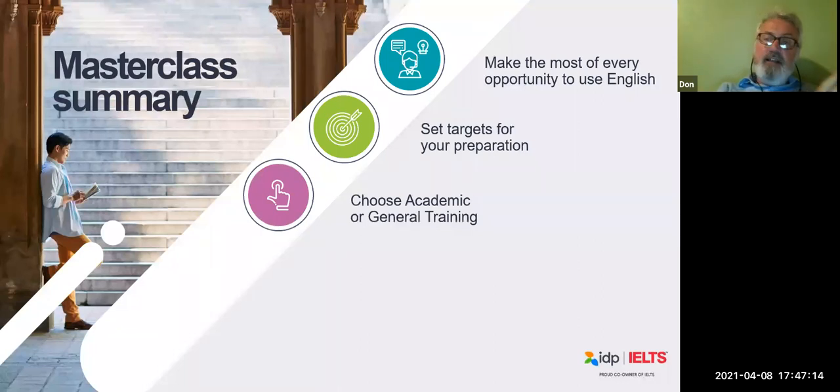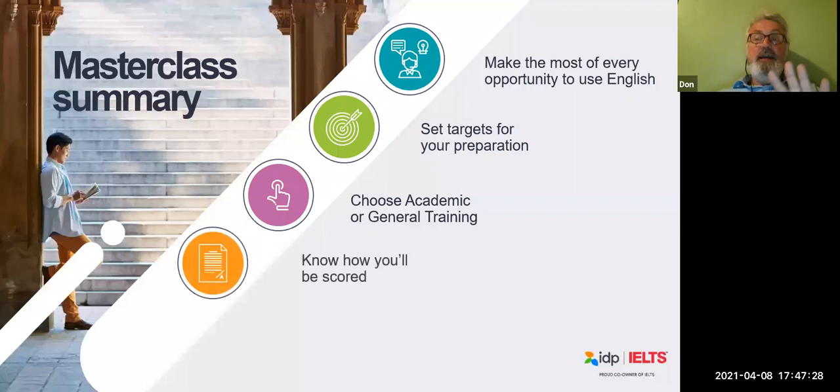Do you want to do the academic? Do you want to do the general training? Do you have a choice? Ask the university, ask the government department, ask the professional organization and find out. Look at the assessment criteria that we've been talking about and know how you will be scored. You will find that some of what you are doing is good, but some of it maybe can be improved.